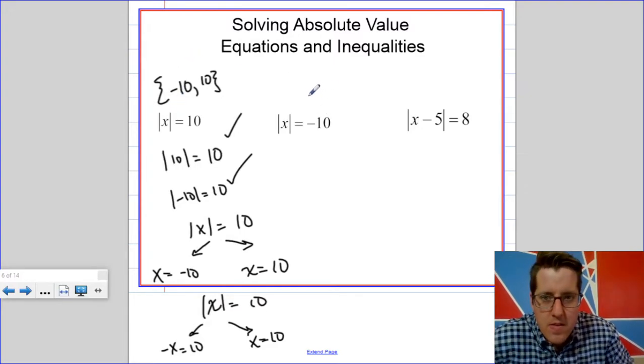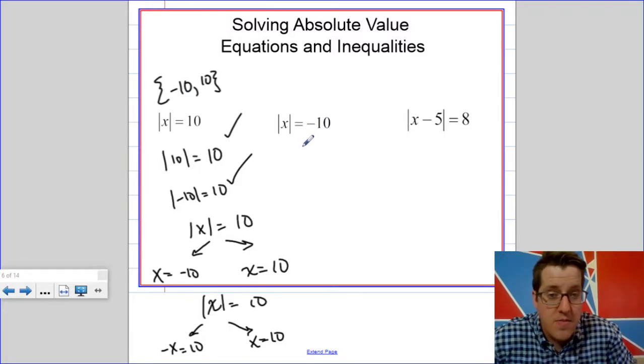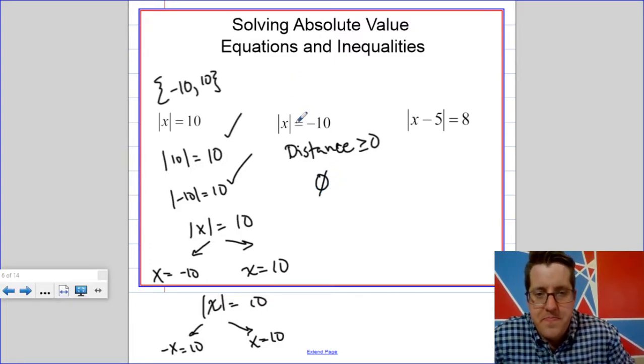So that leads us to our next problem. What number has a distance of -10 from 0? Well, distance is defined as being non-negative. I wonder why. Non-negative distance has to be greater than or equal to 0. So there are no solutions to this equation.